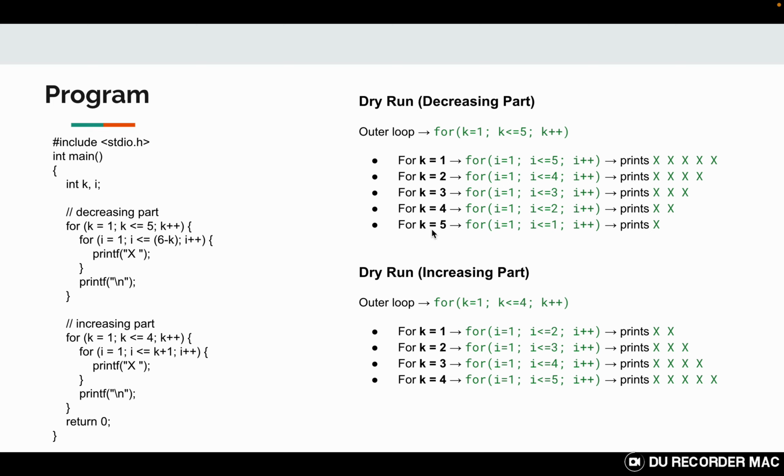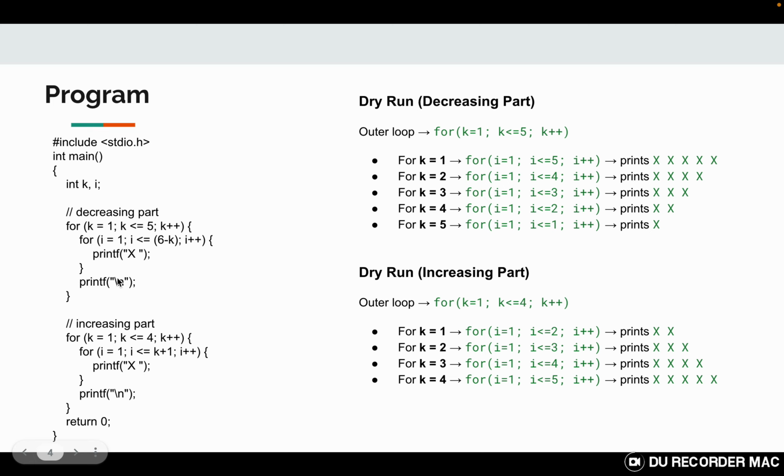Then again the cursor is here, and printf backslash n will bring the cursor to the next line, and then finally the k value becomes 5. When k value becomes 5, 6 minus 5 will be 1, so i less than or equal to 1, so this loop will run 1 time, and then it will print 1x. Now the k value will become 6. So when it comes to this for loop, k value becomes 6, and 6 less than or equal to 5 is false. So if it is false, it will not go inside this line.